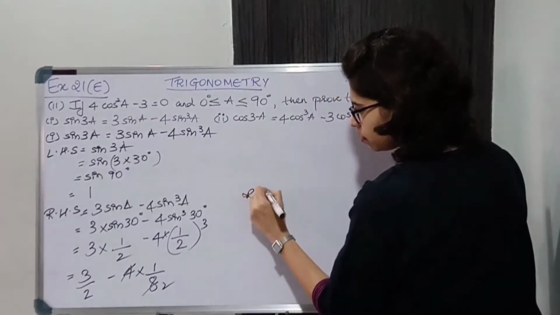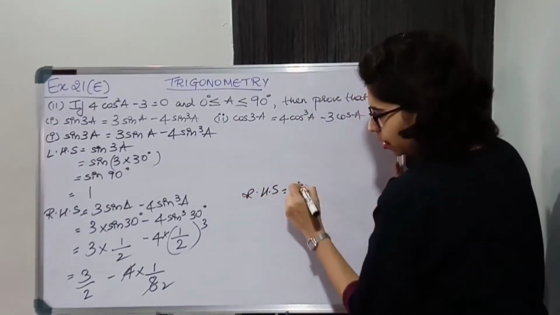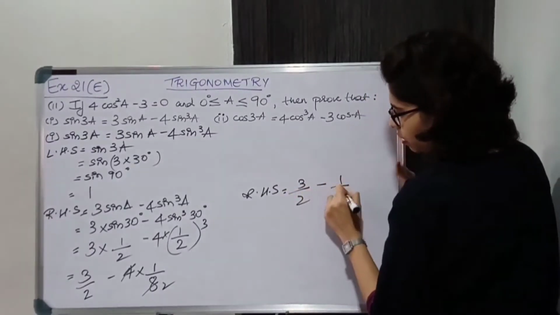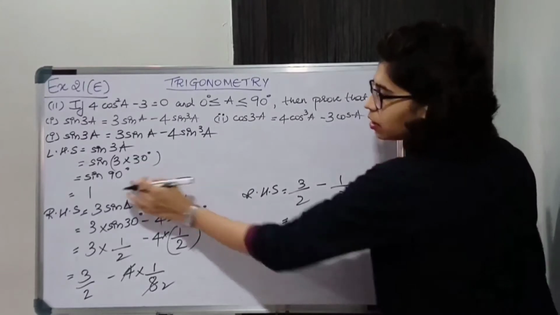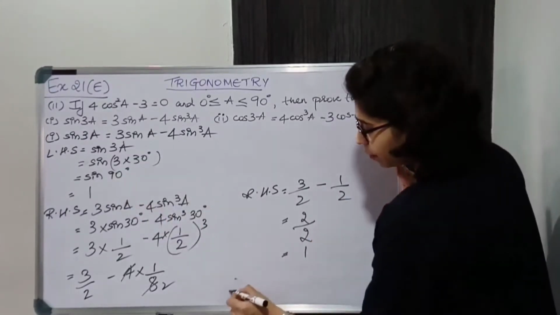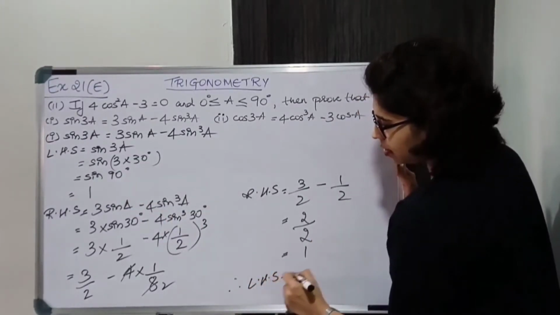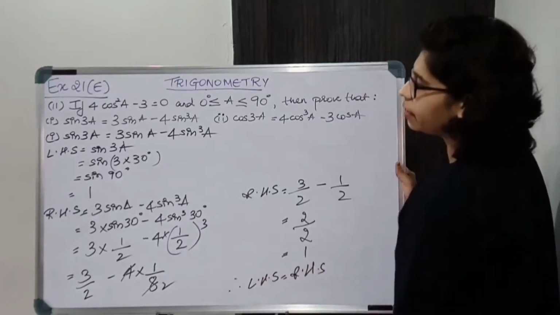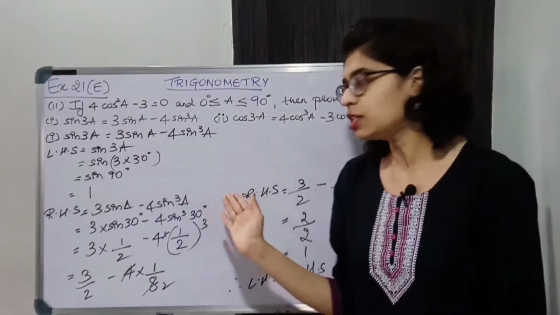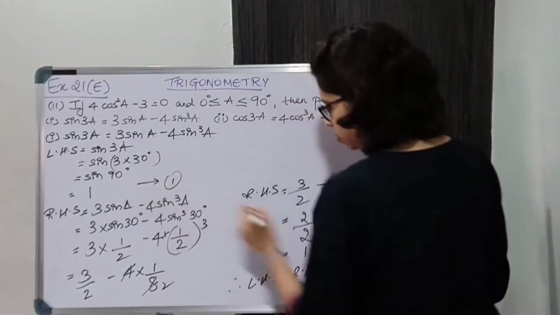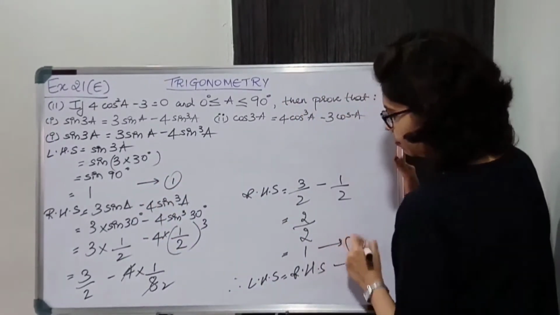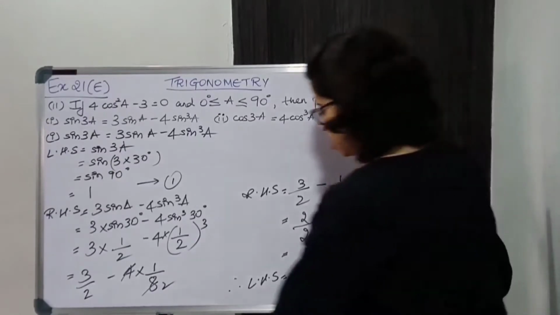So RHS is equal to 3 upon 2 minus 1 upon 2, which gives 2 upon 2. It is nothing but 1. This is equal to 1. Therefore LHS is equal to RHS, and hence you will write down that sin 3a is equal to 3 sin a minus 4 sin cube a. Okay, mark this as 1 and 2 and then say that from 1 and 2 LHS is equal to RHS.